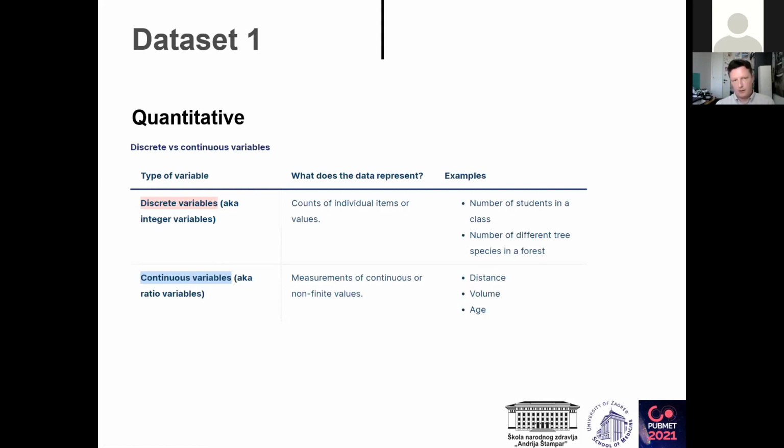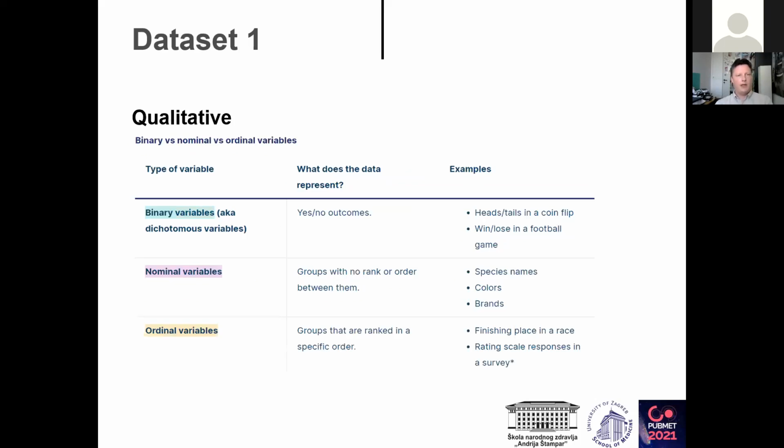So here's the difference: quantitative and qualitative. Basically all variables must be in one of these two categories. Quantitative, I either measure or count, and qualitative, binary, nominal, and ordinal. Here are some examples.